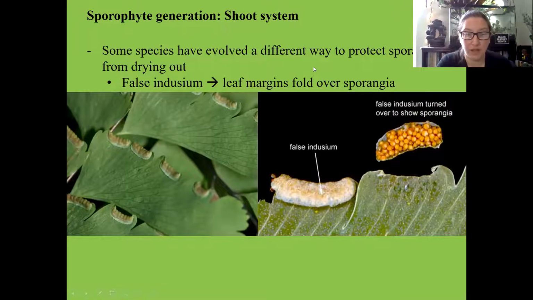Helps maintain humidity levels. Some species of fern have what's called a false indusium, in that they have on the edges of the leaf folds over and protects the sporangia, but it's not really a whole separate membrane. It's just the edges of the leaf folding over to protect them.